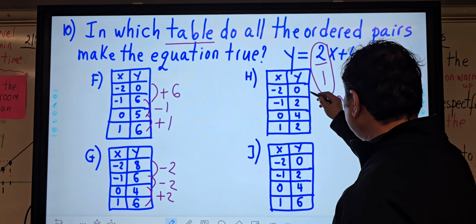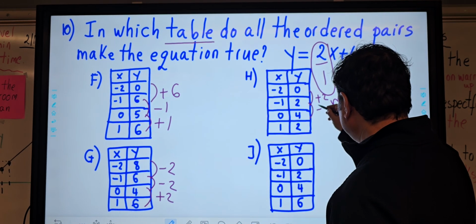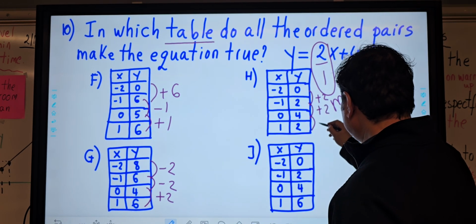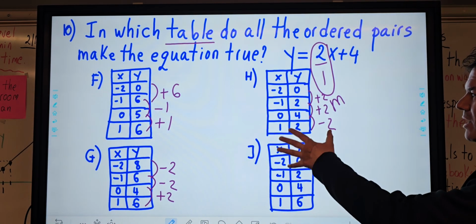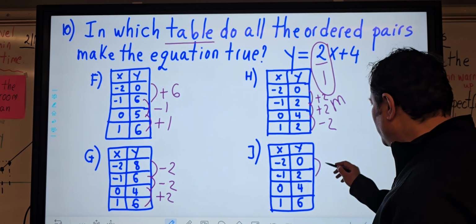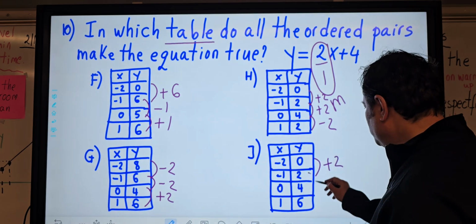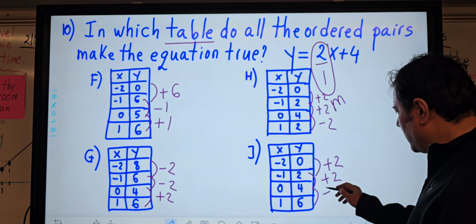H, from 0 to 2, we are adding 2. From 2 to 4, we are adding 2. From 4 to 2, we are subtracting 2. Okay, not really consistent, but let's look at J and then we come back to the other ones if J doesn't work. From 0 to 2, we are adding 2. From 2 to 4, we are adding 2. From 4 to 6, we are adding 2.